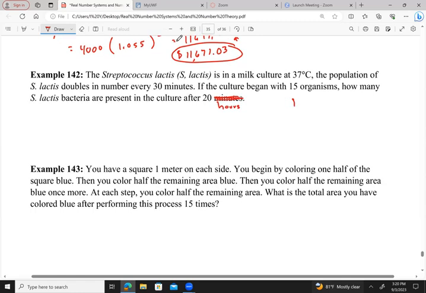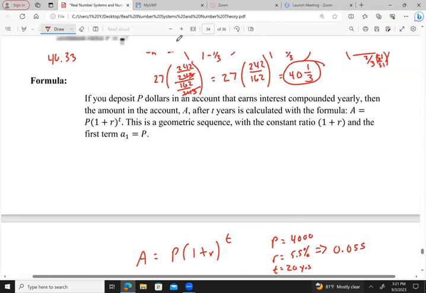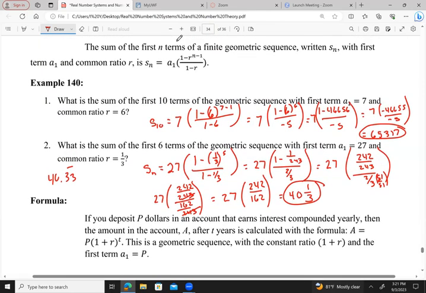A sub 1 is 15. Our doubling time is 30 minutes. So 20 hours is going to give us 40 time periods. So we're looking for A sub 40. Our rate is doubling, so it's 2. And if I remember correctly, that's all we need. Double check this formula.